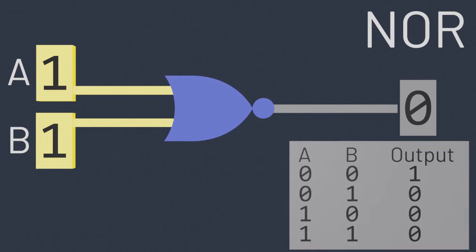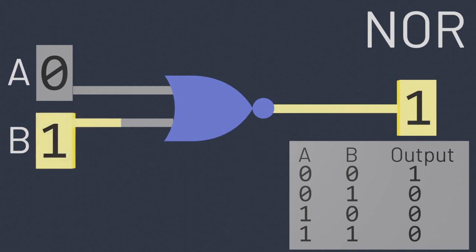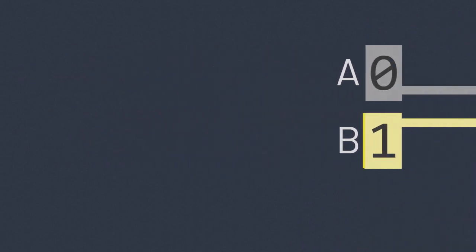When both inputs are 0, OR would normally output a 0 too, so the NOR gate will flip that and output a 1. In all other cases, at least one of the inputs is 1, so OR would output a 1, and so the NOR gate will output a 0 instead. Let's now use these gates to solve a sample problem.